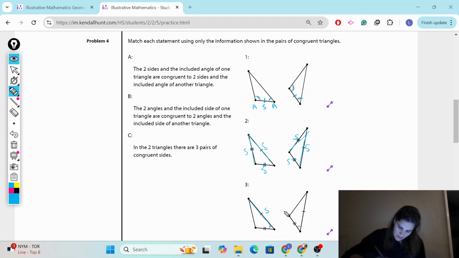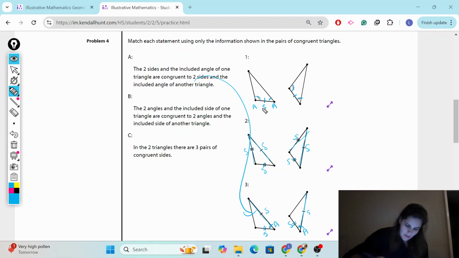Now here, a side congruent to a side. Here, an angle congruent to an angle, because they both have one dash in them. And here, two dashes, a side, and a side. So we have a side, angle, side. So we're looking for two sides and the included angle. Two sides, 1, 2, and the included angle, the angle in between, they match. For this one, two angles and the included side of one triangle are congruent to two angles and the included side of another triangle.